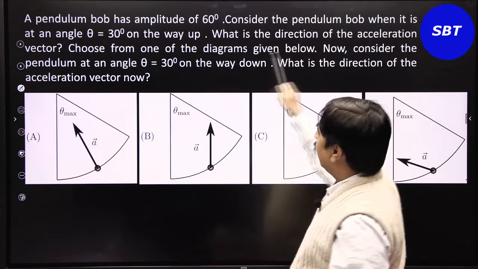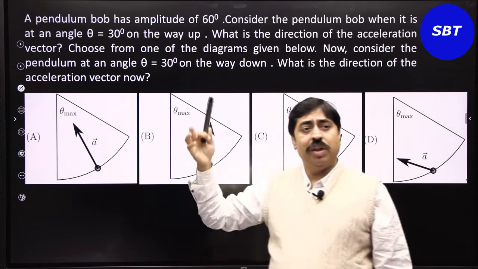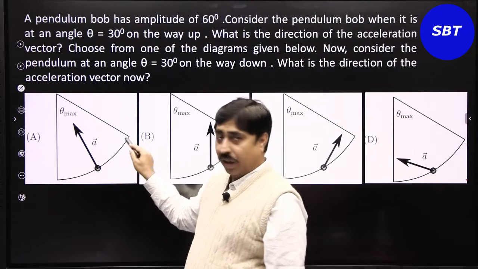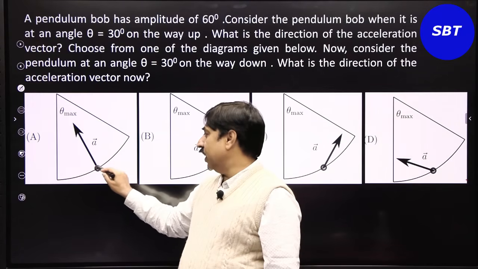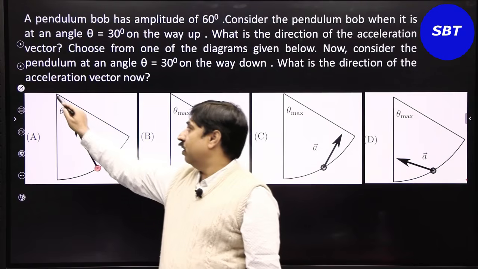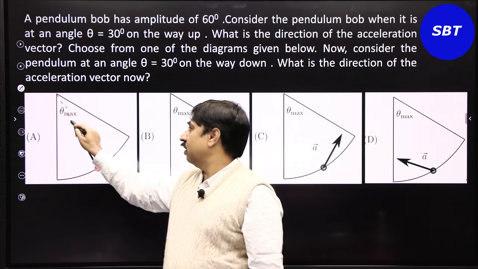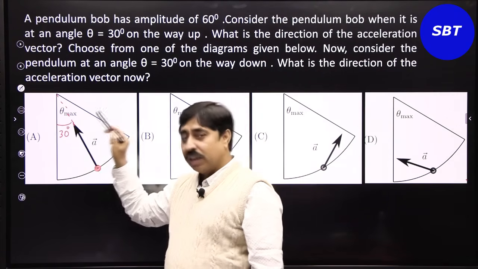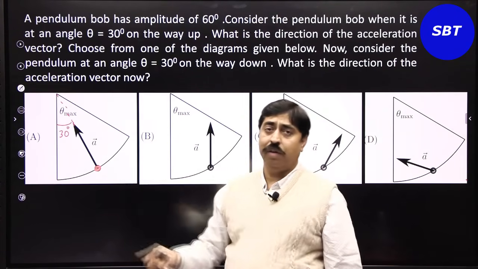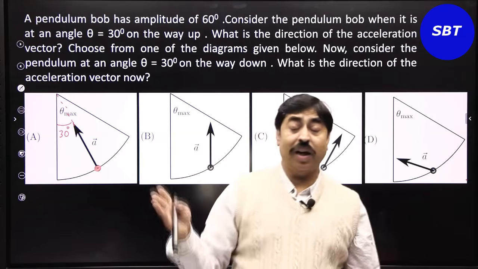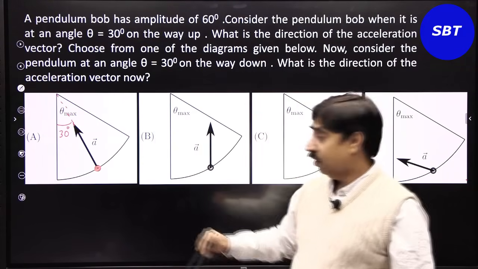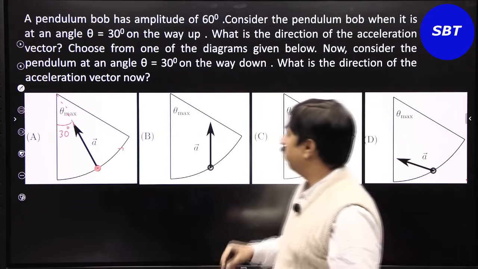Consider the pendulum bob when it is at an angle of 30 degrees on the way up. This pendulum can go up to this point, but right now when it is somewhere midway, this angle is 30 degrees. The question says consider this pendulum bob at this moment when the string is making an angle of 30 degrees with the vertical, and the pendulum bob is moving up.